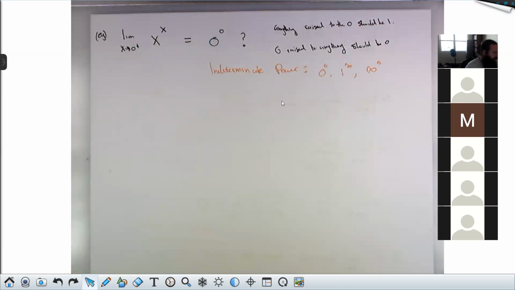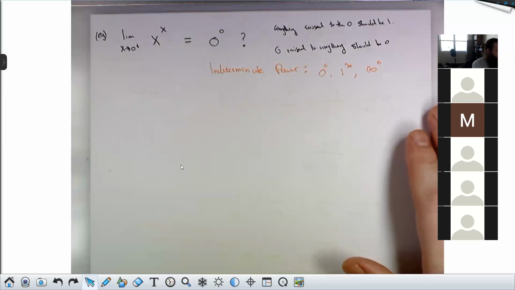The idea of an indeterminate form is you've just got two things that are fighting each other, like 0 times infinity. The 0 wants to be small, the infinity wants to be big, so they're fighting each other. 0 over 0. The top wants to make the whole thing small, the bottom wants to make the whole thing big. Here's 0 to the 0. They're fighting each other also. The base wants this thing to be 0, but the power wants this thing to be 1. These are a little bit harder.